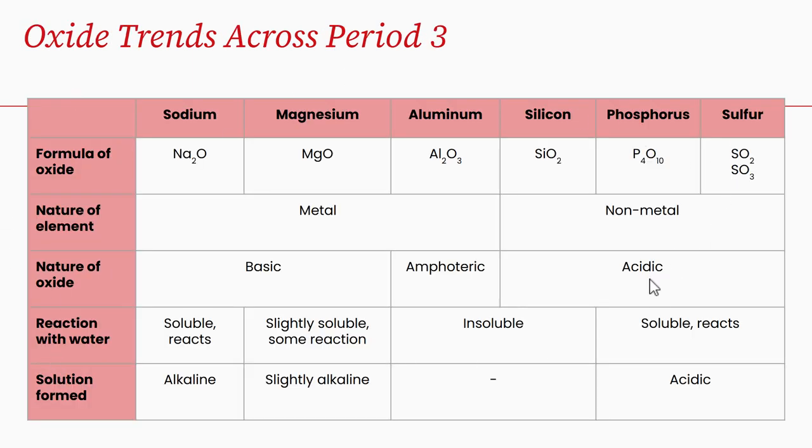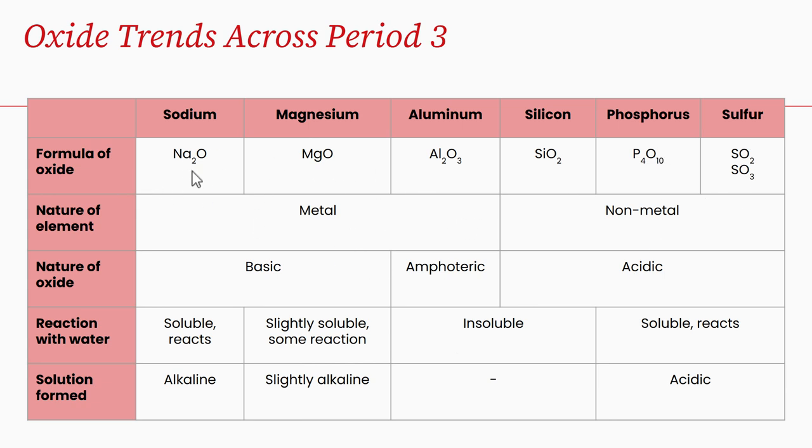Here is a recap, a summary. So we look here, sodium, magnesium, aluminum. Specifically, it's a recap across period 3. So if you looked at period 3 on the periodic table, it would go sodium, magnesium, aluminum, then there's a big break, and then it comes back to silicon, phosphorus, and sulfur.